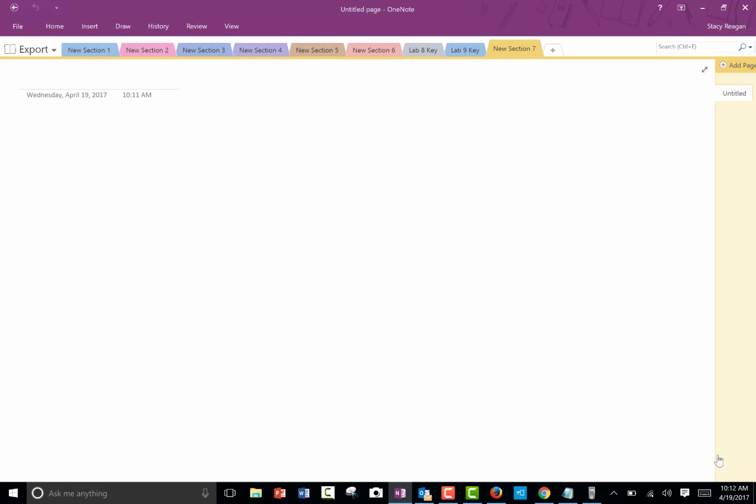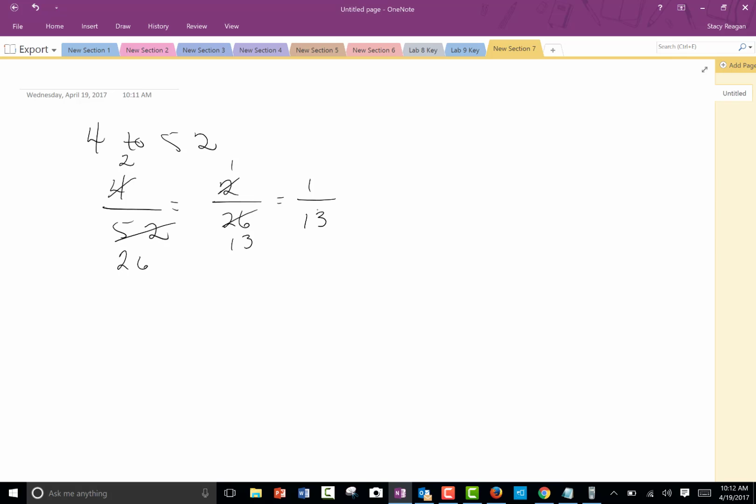It says, reduce the given ratios to lowest terms. So when we're taking a look at this, we've got 4 to 52. And what we want to do is turn it into a fraction. And then we just want to reduce it. And if you remember reducing fractions, you pick a number that will go into both of them. So I know that 2 will go into 4, and it'll go twice. And 2 will go into 52 26 times. So this is what we have so far. And then 2 will go into both of those again. So we have a 1 to 13 ratio.